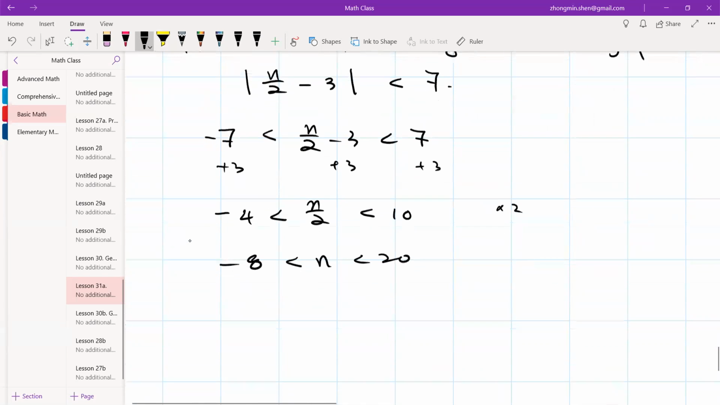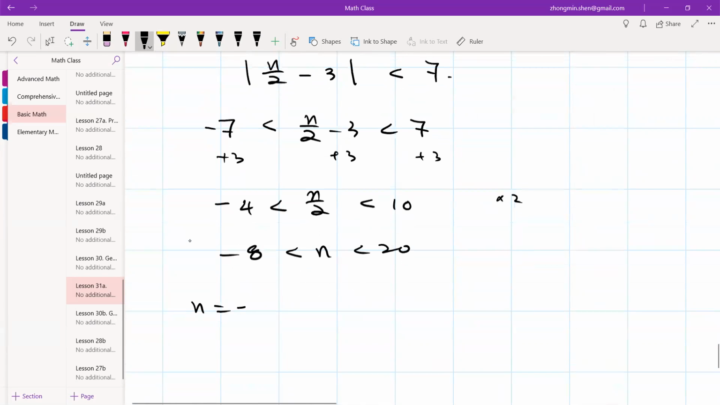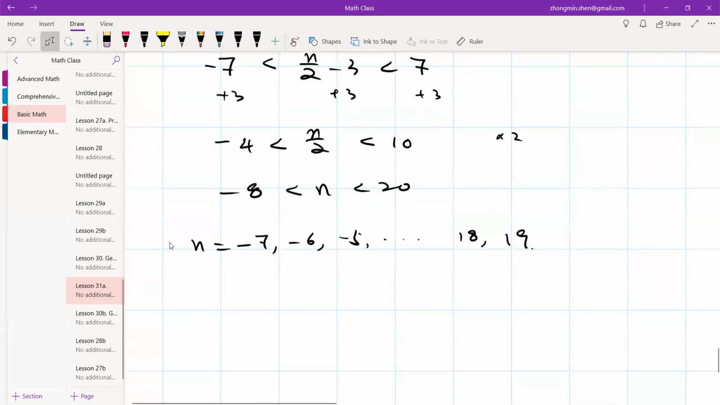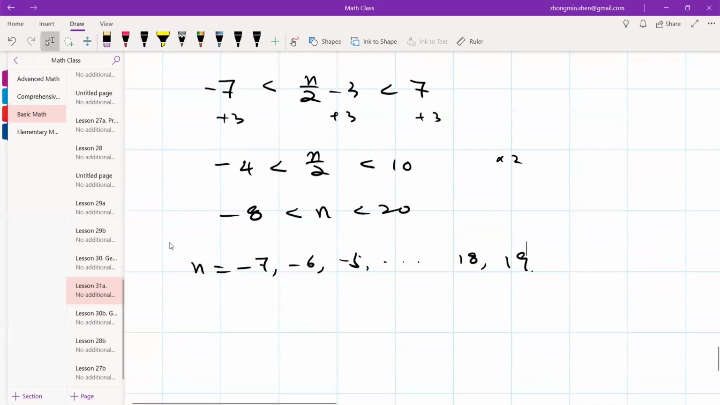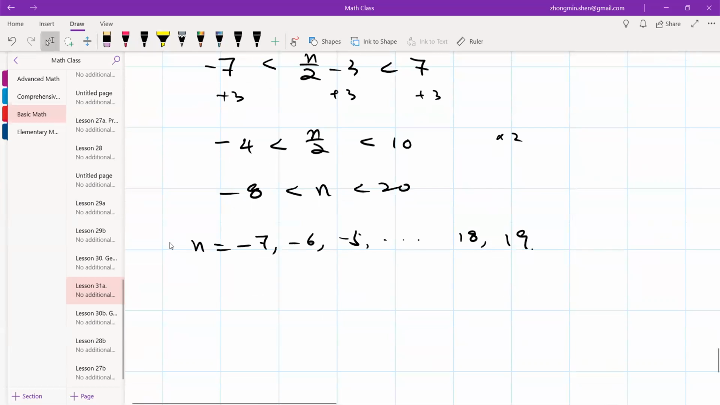So how many integers are there? N is going to be -7, be careful, -6, -5, and so on, right? And then it's going to be like 18, 19. This is the largest integer. Then you add them together. I'm asking to just find the sum, not the average. So when you add them together, how do you do that quickly?